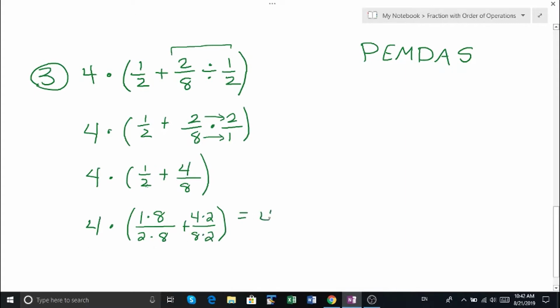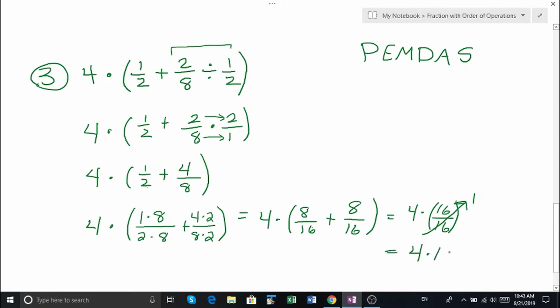All right, so then that leaves us 4 times 8 over 16 plus 8 over 16. As you can see here, we now have common denominators, so we can add our numerators, which gives us 4 times 16 over 16. And as we know, when a number is divided by itself, it becomes 1. So we have 4 times 1, which is 4. There we go, I squeezed it in there, which is 4.